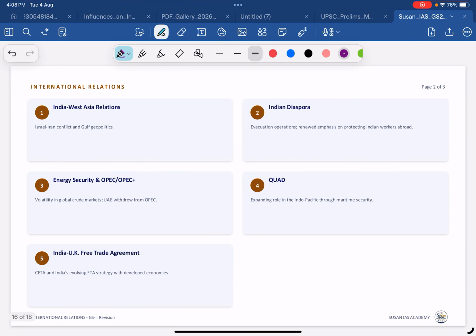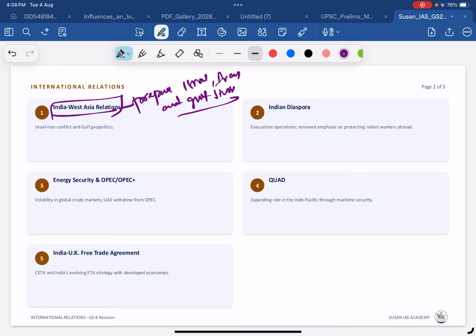Okay, yes. Then another is India-West Asia relations. There can be a question on Israel, Iran, and Gulf states, in terms of energy, diaspora, connectivity, trade, security, and India's strategic balancing, right?